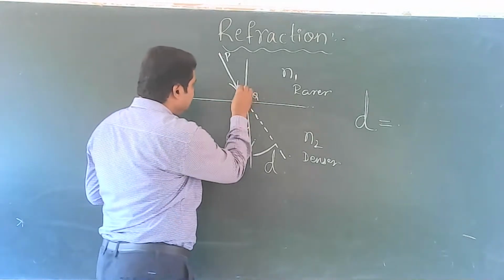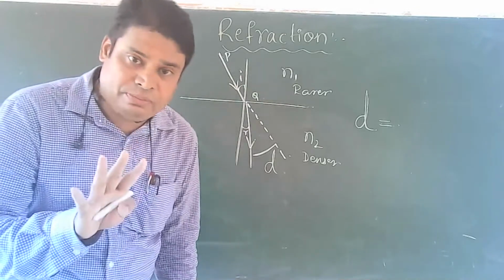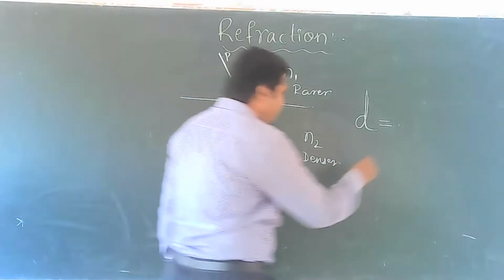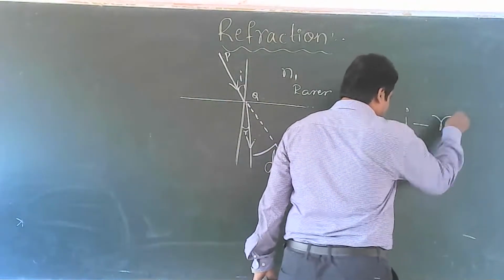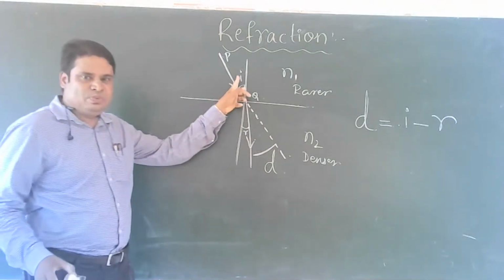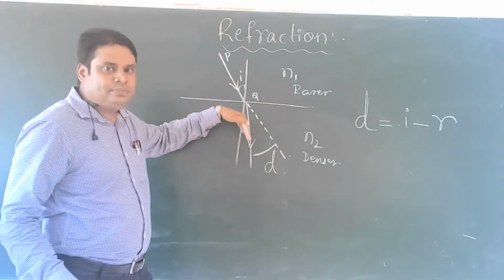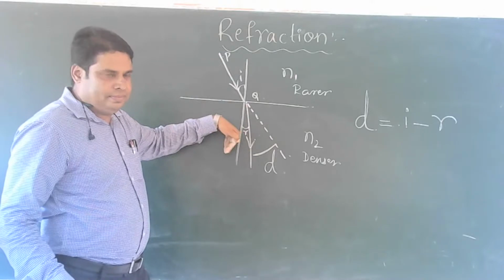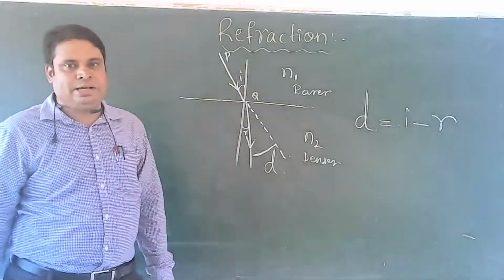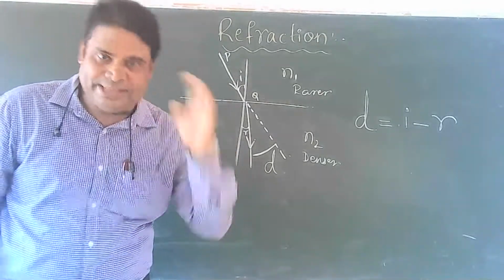In this case, this is the angle of incidence. In the case where a ray travels from rarer medium to denser medium, deviation is given by i minus r. What is i? Angle of incidence. Of course, you can see the value of i is more. r is less. Ultimately, deviation will be i minus r in case of ray traveling from rarer medium to denser.